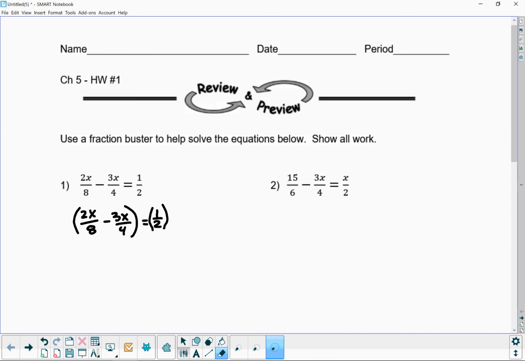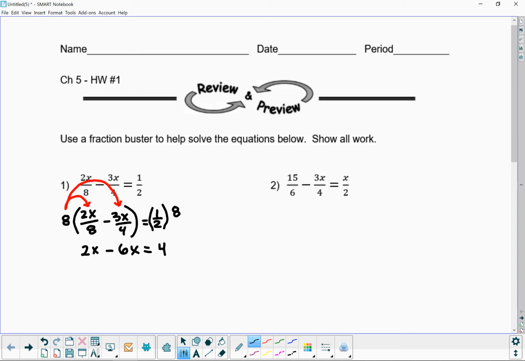On the left side, when I multiply by 8, I'm going to have to distribute that, and on the right-hand side, it's going to be 8 times 1/2. So I'll start with that. 8 times 1/2, use a calculator or understand that half of 8 is going to be 4. On the left-hand side, I'm going to go 8 times 2x divided by 8, and that's going to end up giving you 2x. And then you're also going to do 8 times negative 3x divided by 4. 8 times negative 3 is negative 24x, divided by 4 is going to be 6. So that's going to give me a minus 6x.